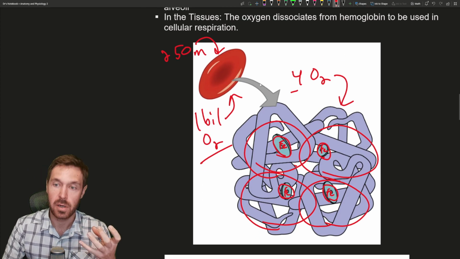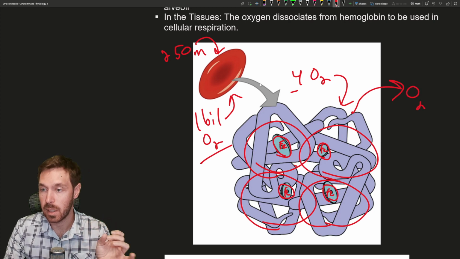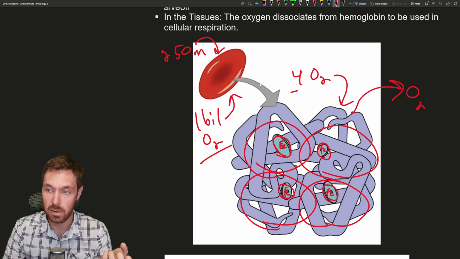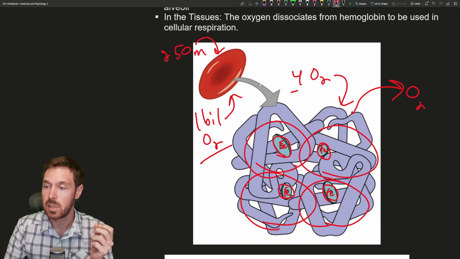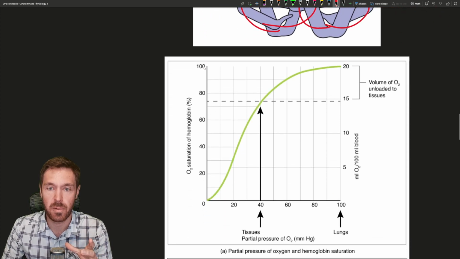And then in the tissues, you need to remove this oxygen. It needs to unload and get to the tissues and be used there. By the product of cellular respiration, with oxygen being there, tissues are then producing CO2, which we then need to get out. But before we go into CO2, let's look a little bit at oxygen.